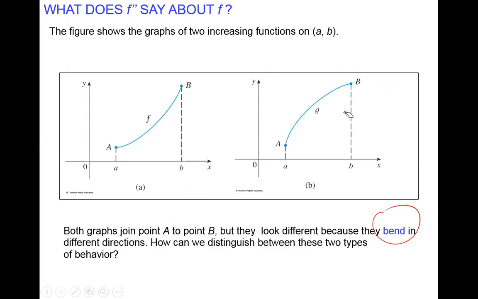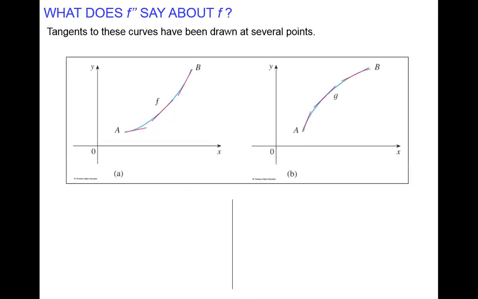Okay, but let's identify something, because now the question is, what does the second derivative say about a function? That means this is the same graphs with the tangent lines. We can see slope of the tangent is positive for both of them, because function is increasing. Of course, nothing special. We just went through this.